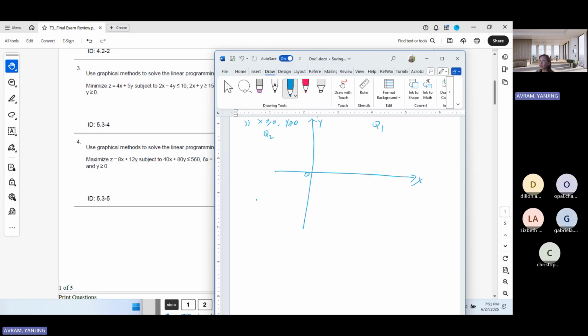This is Q2, Q3, Q4. In the fourth quadrant, x is positive, y is negative. In the third quadrant, both x and y are negative. In this one, x is negative, y is positive. Only this one is positive and positive. So if you want both x and y greater than or equal to 0, it's only Q1, the first quadrant.